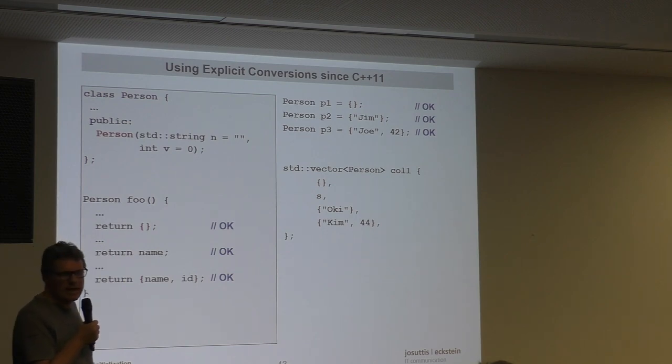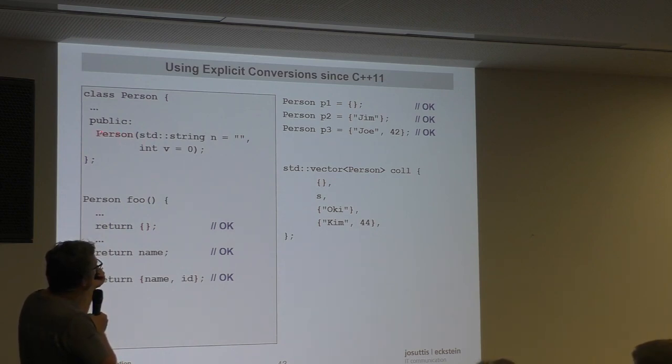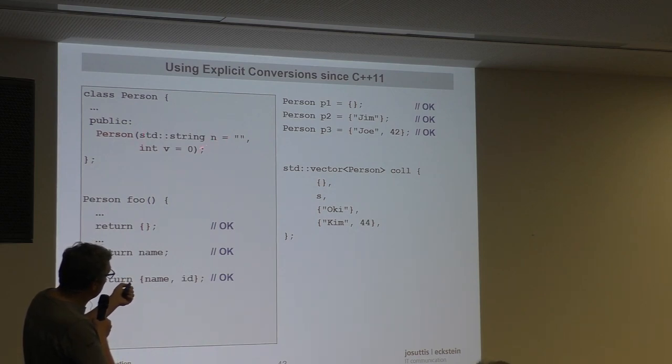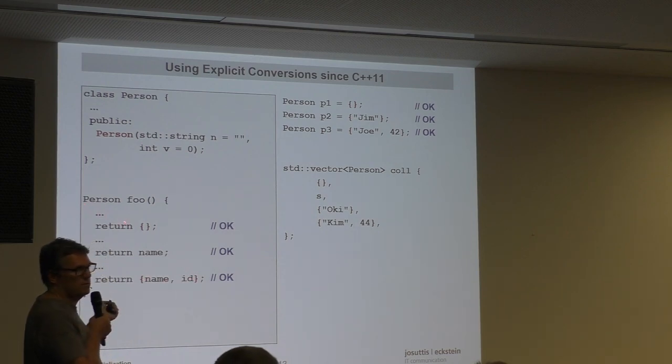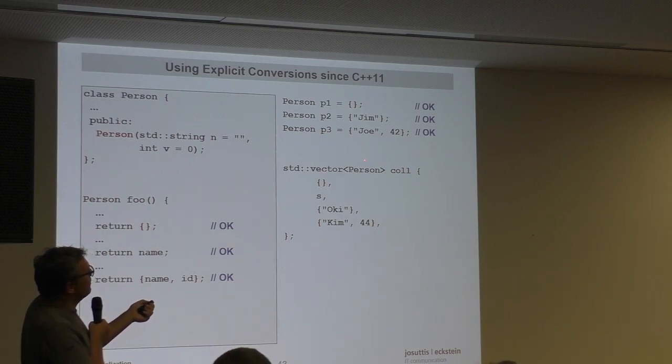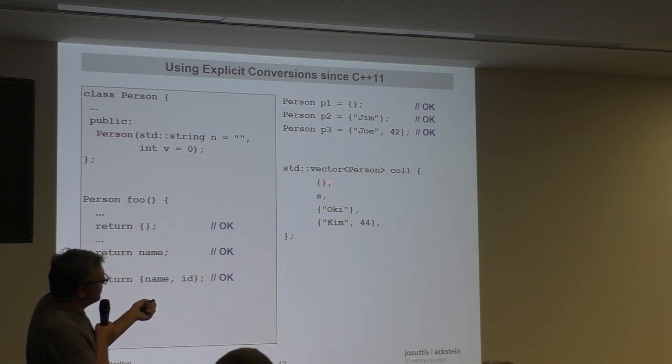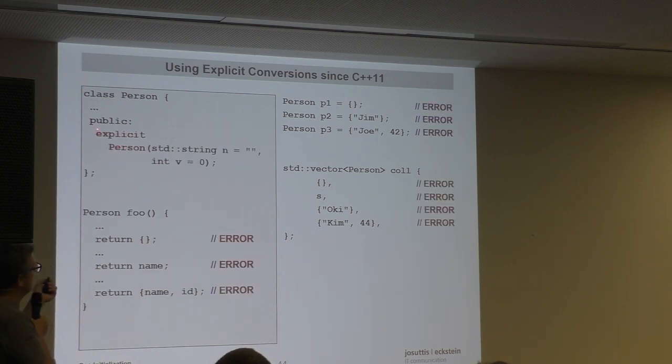So you might argue, let's use explicit every time because we want to make things explicit. Oh, beware a little bit. So if we have a person constructor here, and this is not explicit, you can do the following. Look at this. We have a function foo. We can return empty curly braces because we have default values for both. We can return the name, and we can return a name and an ID, and we don't have to convert this to a person. And here, when we initialize a vector of person, you can initialize it with everything, with an empty curly braces list, with a name, so with an existing string, with some values, etc. If we make this constructor explicit, everything becomes an error here.